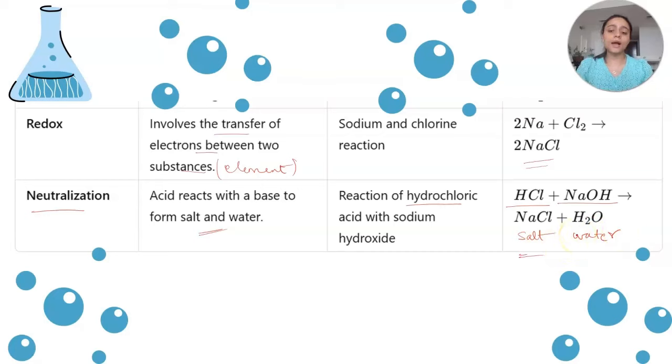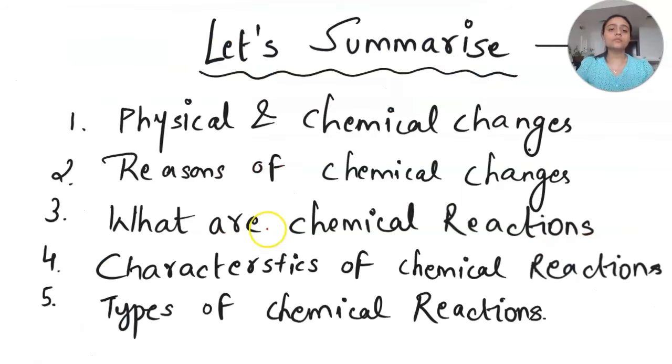So that's all for the part 1 section. Let's quickly see what we have learned in this part 1 section. In part 1, we have learnt about various physical and chemical changes which happen around the world. Then we studied the reasons for chemical changes. Why do these chemical changes happen? Then we studied the common characteristics or features of chemical reactions. And then we also saw that there are types of chemical reactions among the chemical changes, right? So all this we have covered in part 1.